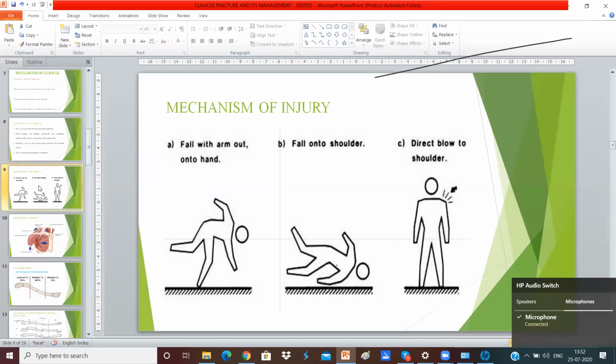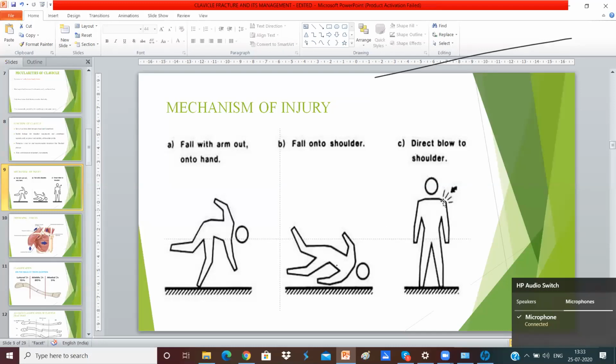So the next point is the mechanism of injury. There are two types of injury: one is indirect trauma, another is direct trauma. So what is indirect, and what is direct? Indirect trauma is falling somewhere, where the impact of the force is somewhere else and is traversing to the clavicle. If someone is falling, it is not directly falling on the bone, it is falling on the hand. But the impact of the force is traversing through the limb, and that is ultimately resulting in a fracture of the clavicle. That is indirect trauma.